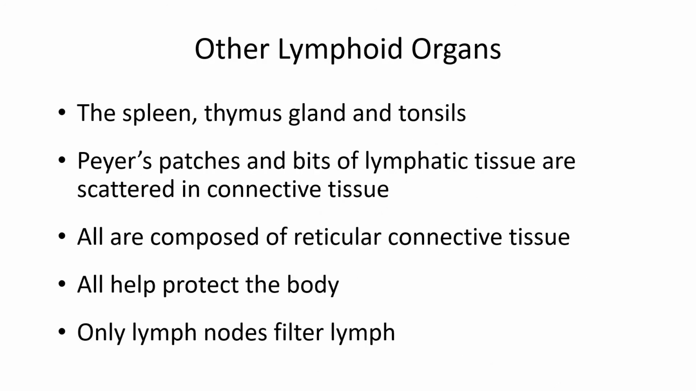The spleen, thymus gland, and tonsils are comprised of lymphatic tissue. Peyer's patches are little bits of lymphatic tissue that are in close association with the intestines. If you were paying attention when dissecting your fetal pigs in lab, you might have noticed some of these little bits of what looks like glandular tissue. All of these tissues are supported by reticular connective tissue. They're very soft and require reticular fibers to provide structural support. Again, these organs help protect the body and support the activities of the immune system.